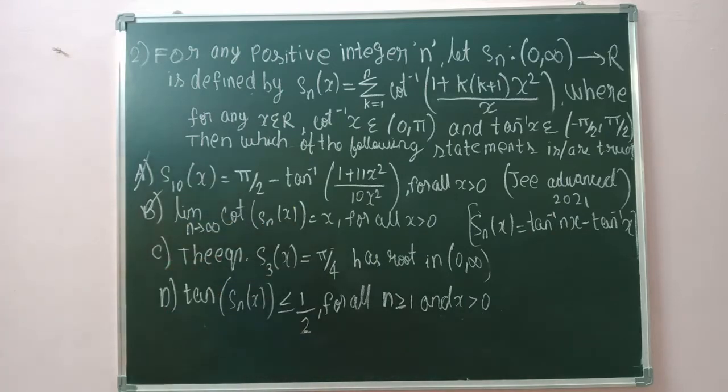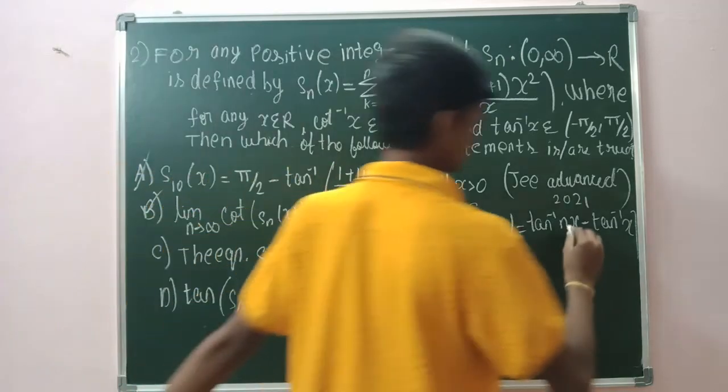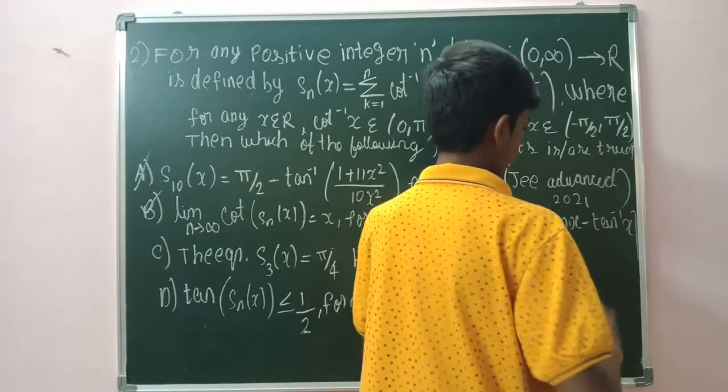Now let us move on to the next one. How will you solve this? How will you solve the C option, people? How can you do that? Any idea? It is given S3 of x. So I think this will be n plus 1, okay? This will be n plus 1.